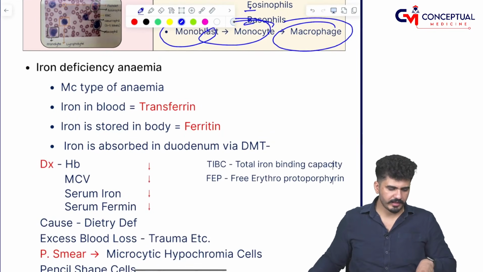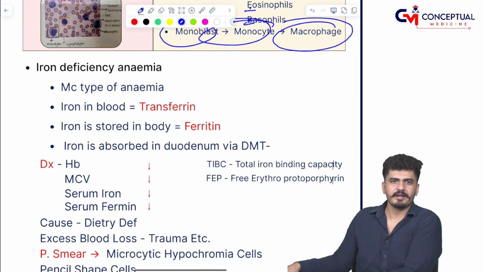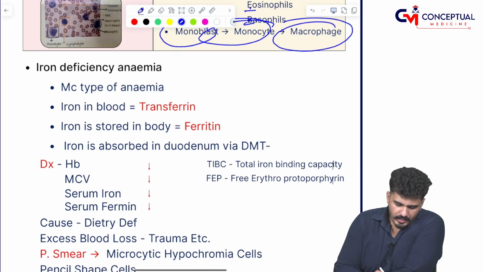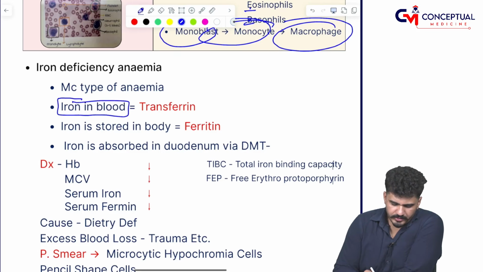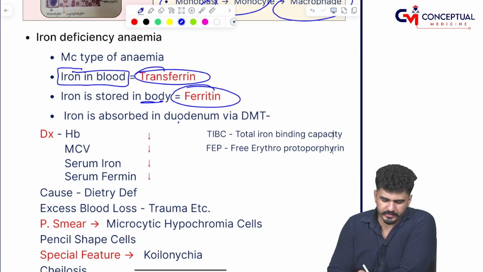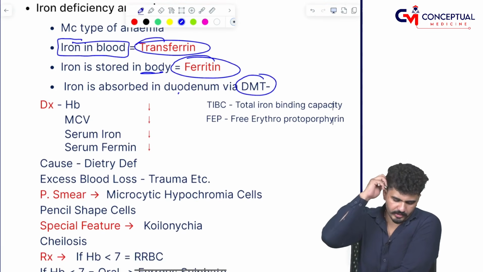Now let's talk about types of anemia, starting with iron deficiency anemia, the most common type of anemia. Iron in the blood is transported by transferrin. Iron is stored in the form of ferritin. Iron is absorbed in the duodenum by DMT transporters, divalent metal transporters.